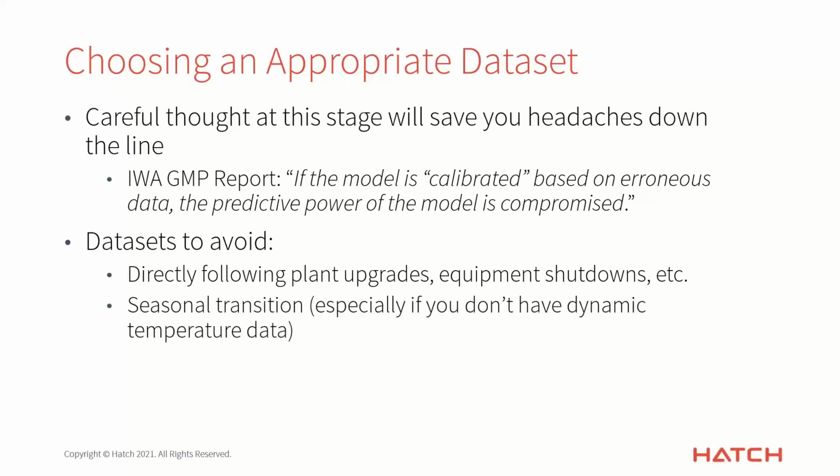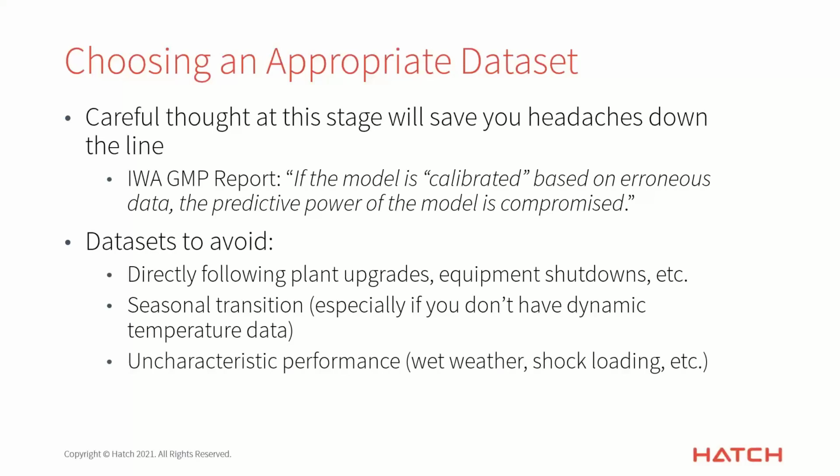Another thing to look out for is seasonal transition, especially if you don't have dynamic temperature data. When the season is transitioning, say from summer to winter or winter to summer, the growth rates can change really rapidly. So if it's that time of year and you don't have the temperature data for every day, or any sort of dynamic profile of the temperature, then the models are not going to be able to capture the changes in the growth rates happening during that time. So it's best to just stick to a summer or a winter unless you have the data to do a transition period like that.